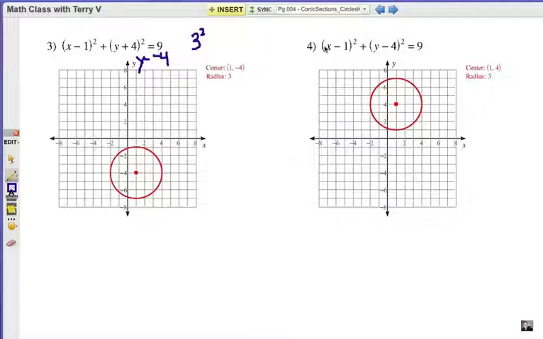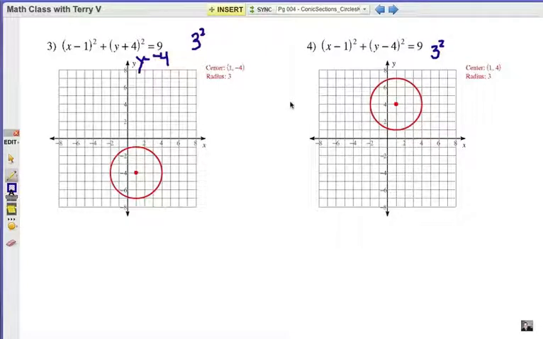But number 4, x minus 1 and y minus 4. So there you go. Center must be at 1, 4 right there, as you can see. And 9 is the squared radius, so the radius must be 3 again. So go out 3 in all directions, and there's the graph of that circle. Pretty simple to start with, and we'll get more challenging later.